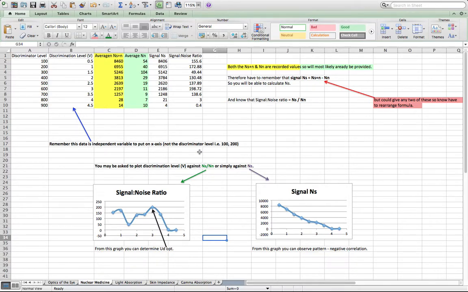Then you were asked to plot two graphs. So the first one was the discrimination level here in volts against the signal noise ratio. So that's this graph here. As you can tell from these two up here, they're most likely anomalies. But the sole purpose of drawing this graph is to determine the optimum discrimination level, which is the peak of the graph, basically.